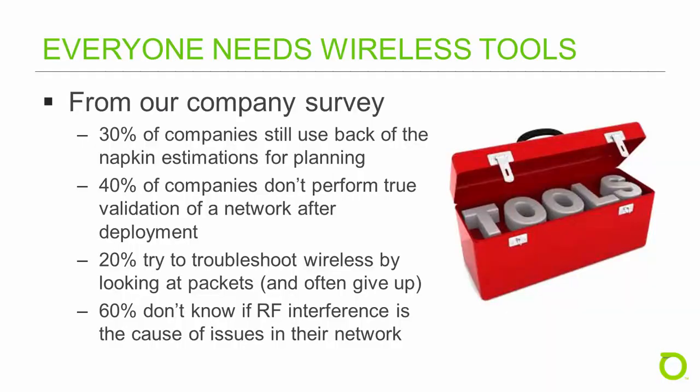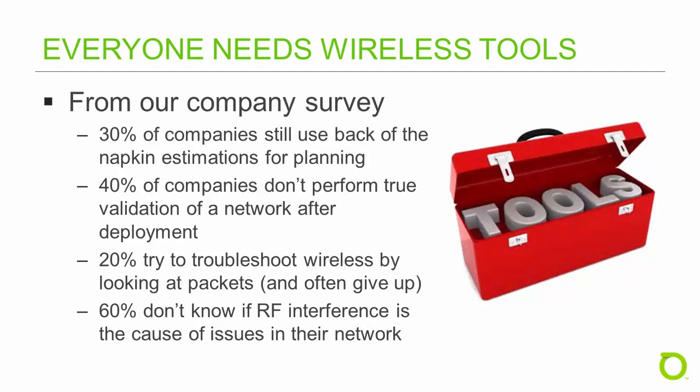Now let's talk a bit more about the opportunity. Everyone needs wireless tools. In our company survey, we found that 30% of companies still are using back-of-the-napkin style estimations when they do their plans. 40% of companies aren't performing true validation to ensure their network is performing the way they expected it to. 20% try to troubleshoot wireless by looking at packets, and oftentimes they give up on the problem. And 60% don't know if RF interference is the main cause of the issues in their network. All of this adds up to lost time and lost money.